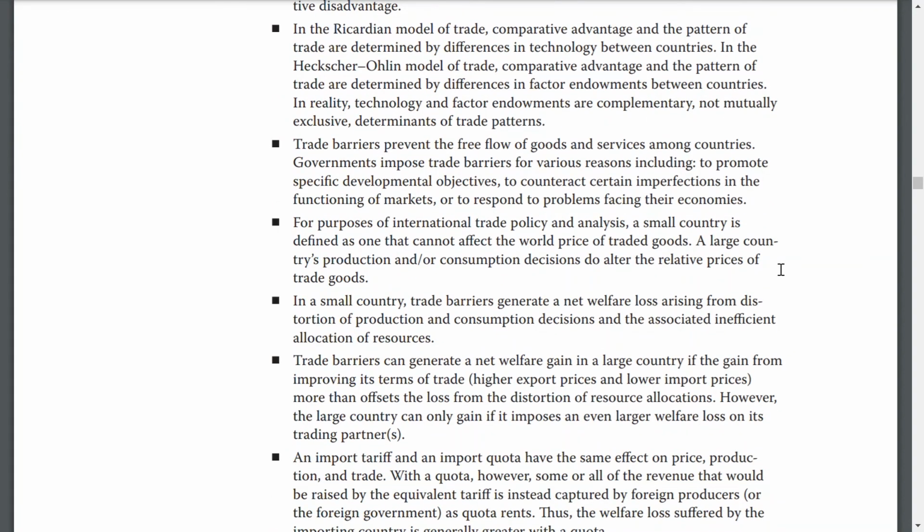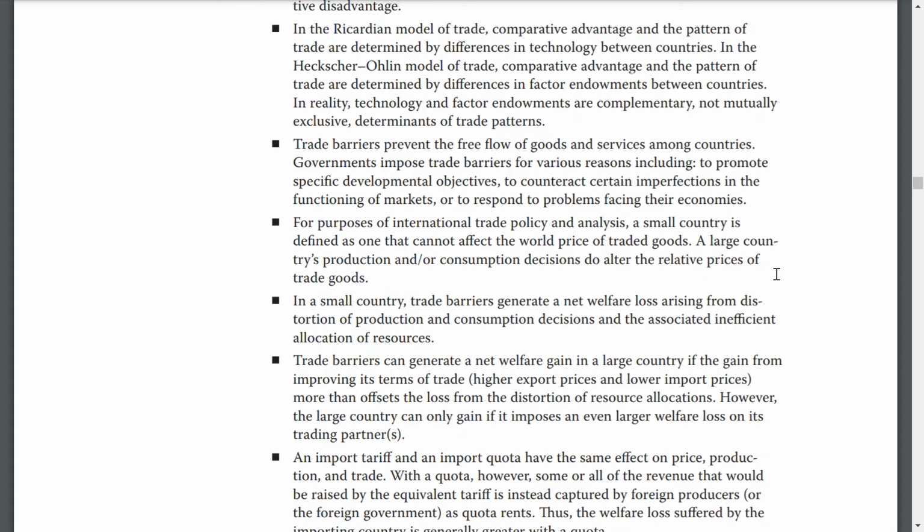Trade barriers prevent the free flow of goods and services among countries. Governments impose trade barriers for various reasons, including to promote specific development objectives, to counteract certain imperfections in the functioning of markets, or to respond to problems facing their economies.